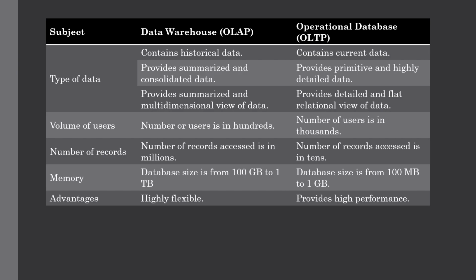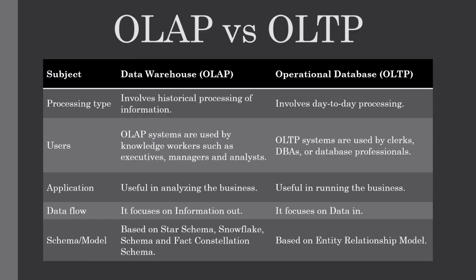Our last topic is advantages. The data warehouse is very highly flexible as it contains historical data and current data as well, so it can be used for various purposes according to the requirement. On the other hand, the operational database contains only current data, which is very low in volume, so the query performance will be higher and the execution time will be very less as compared to the OLAP servers. So in this lecture, we have covered the basic differences between OLAP and OLTP.